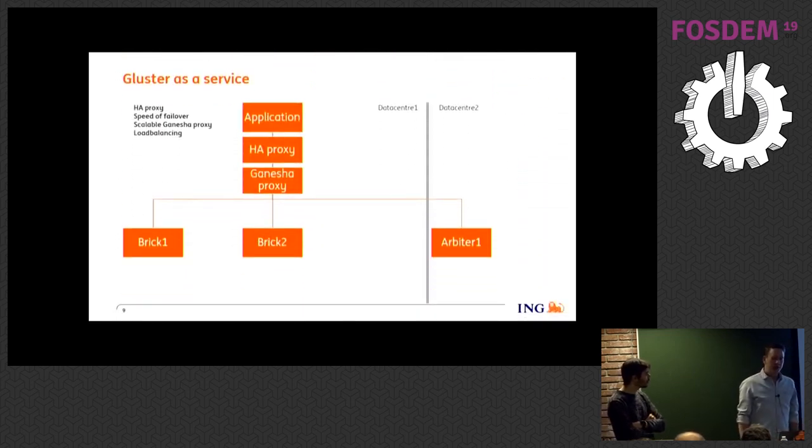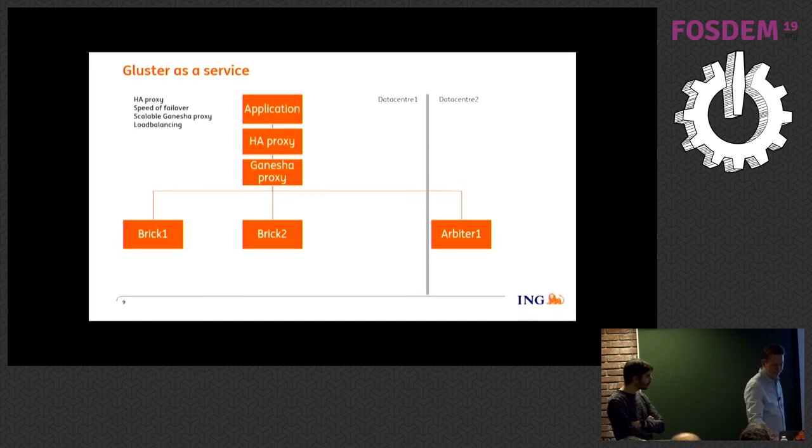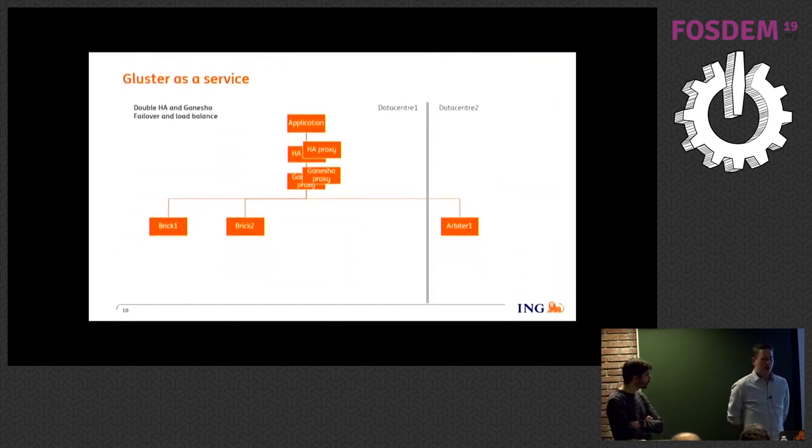In front of the Ganesha proxy, we have placed an HA proxy, again for scalability, and these also take care of load balancing. It can make a decision to go to what Ganesha proxy based on the current load. Well, obviously we want to be high available, so everything is double. The HA proxies are active-passive, and the Ganesha proxies are active-active. In this picture, there are two Ganesha proxies. Obviously, it can be more.